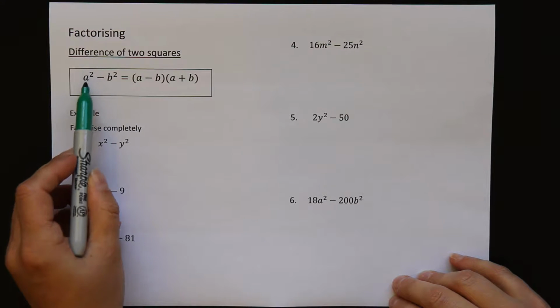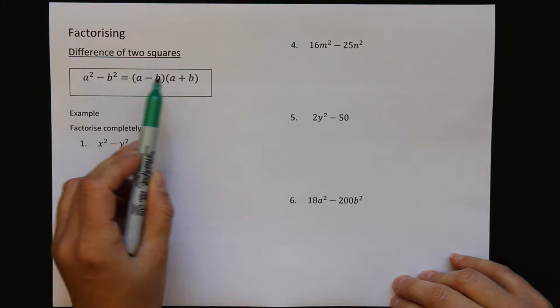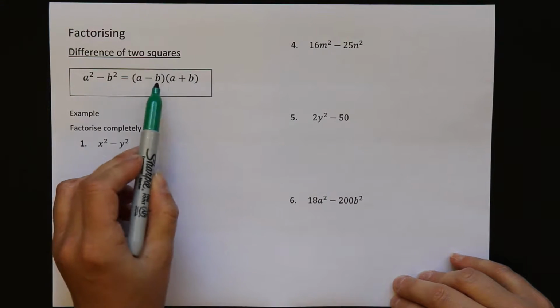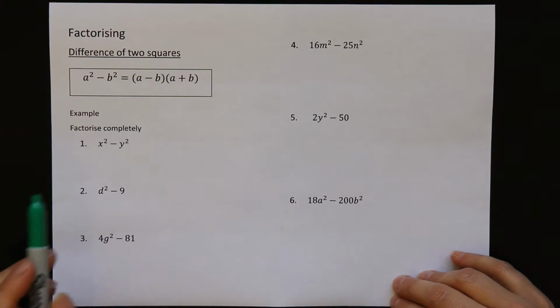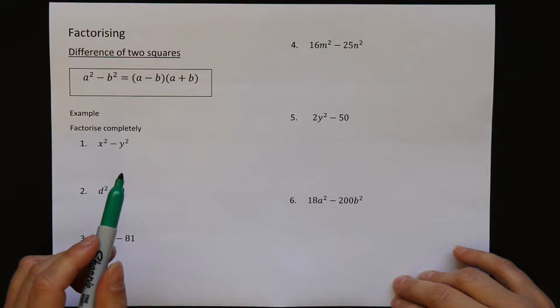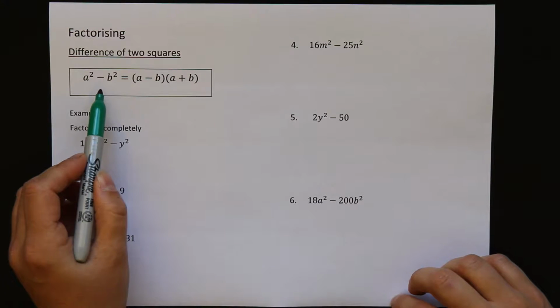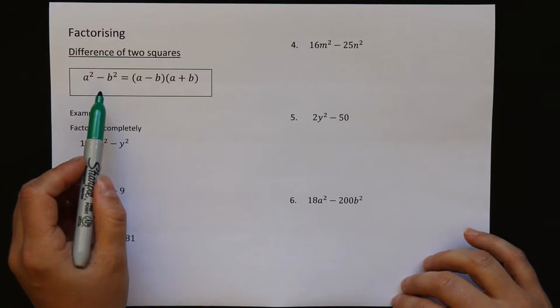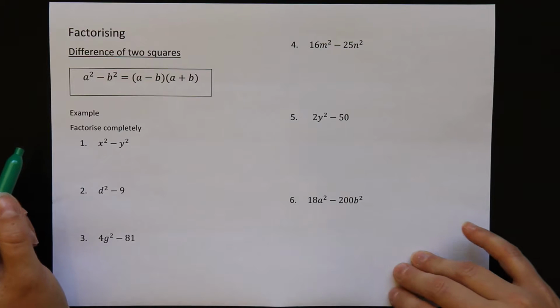All you do is you square root the first term, and whatever you get, the square root of a squared is a, will go at the front of both brackets. And then you'll square root the second term, and that will go at the end of each bracket. One bracket will be a negative and one bracket will be a positive, and that will ensure that you always end up with this kind of thing when you expand it out again. And you can check that, if you've learned how to do your expanding already, you can always check your answers by expanding out again.